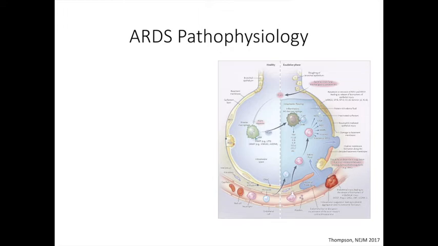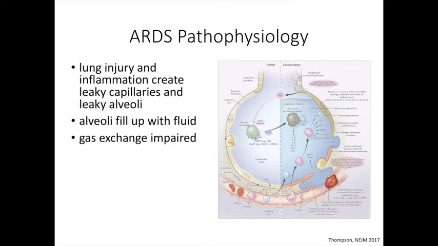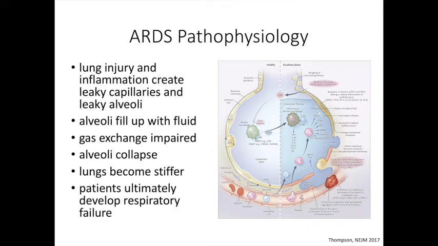The pathophysiology of ARDS begins with lung injury and inflammation. The lung injury and inflammation create leaky capillaries and leaky alveoli. As a result, alveoli fill up with fluid, and gas exchange is impaired. COVID-19 patients can be profoundly hypoxemic. The alveoli will collapse, and with all of the pulmonary edema, the lungs become stiffer. Patients ultimately develop respiratory failure.